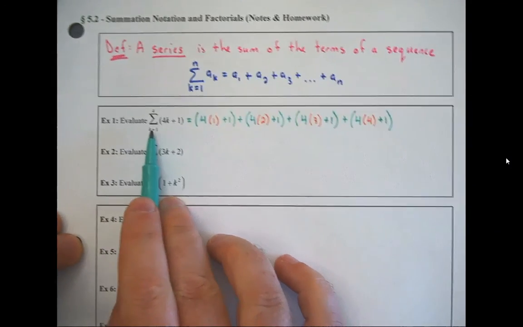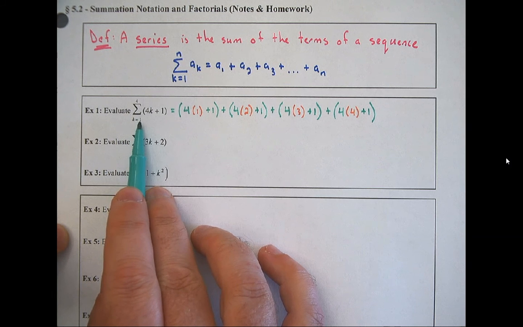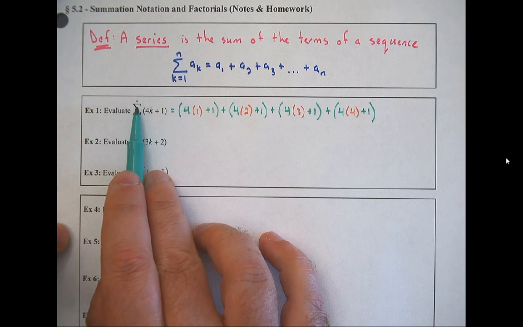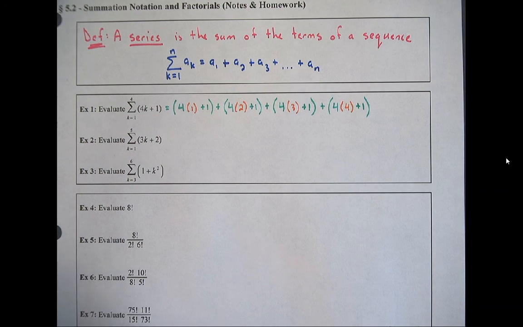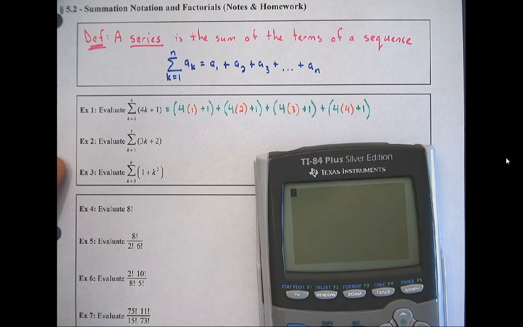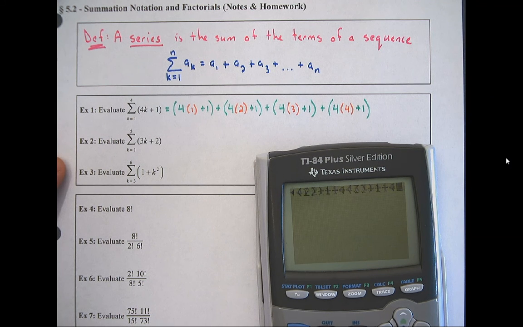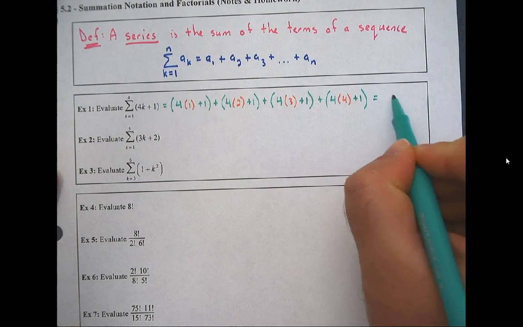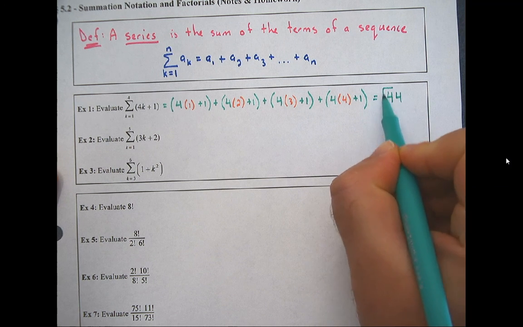Because I plug in all the numbers from this first value for k until I get to the top. So I plugged in 1, then I plugged in 2, then I plugged in 3, then I plugged in 4. Now I would calculate this. If you can do this in your head, great. I'm not going to. So what would this be? This is 4 times 1 plus 1 plus 4 times 2 plus 1 plus 4 times 3 plus 1 plus 4 times 4 plus 1, and we get a total of 44. So this series adds up to 44.